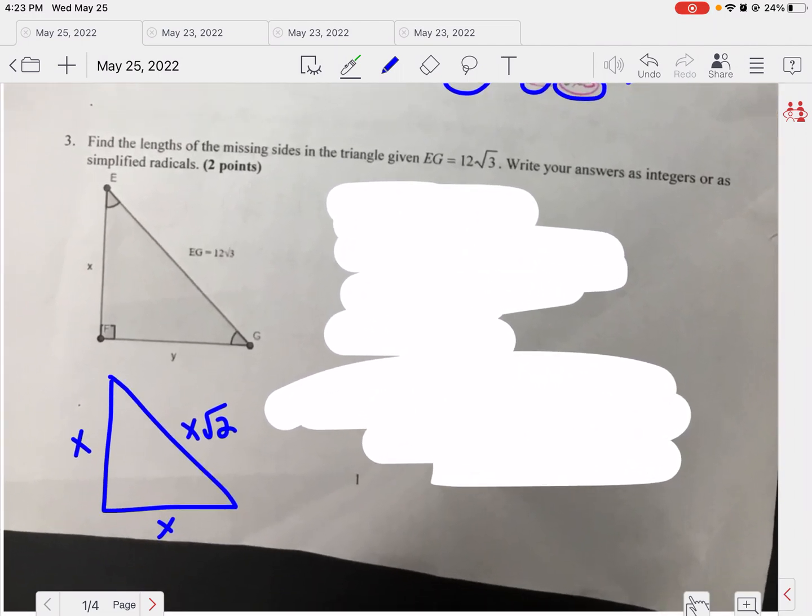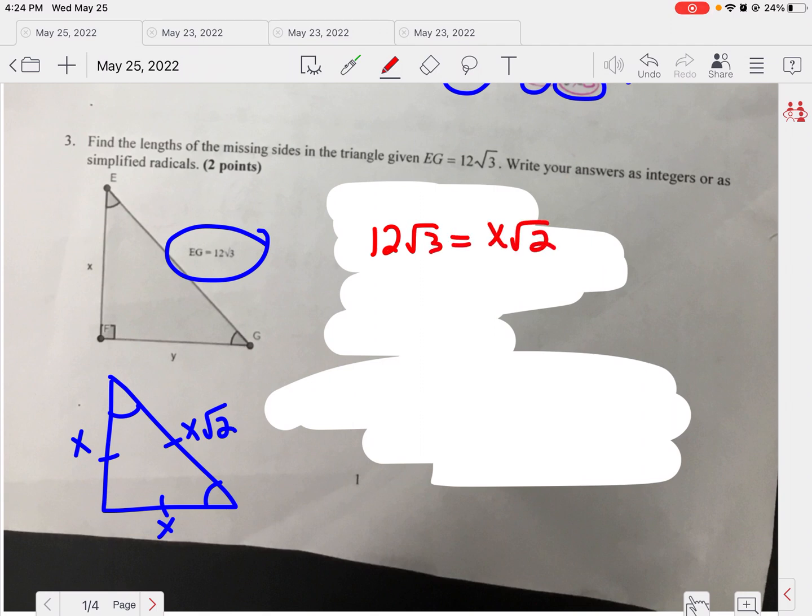This one, whenever it says write in simplified radicals, you need to use a special right triangle, okay? With a 45-45-90, all you need to remember is the hypotenuse has a square root of 2 with it. The two legs are both the same, and whatever those legs are, we multiply by the square root of 2. So we know the hypotenuse is equal to x square roots of 2. We set that up as a problem because it wants the side length. So we have 12 square roots of 3 equals x times the square root of 2.